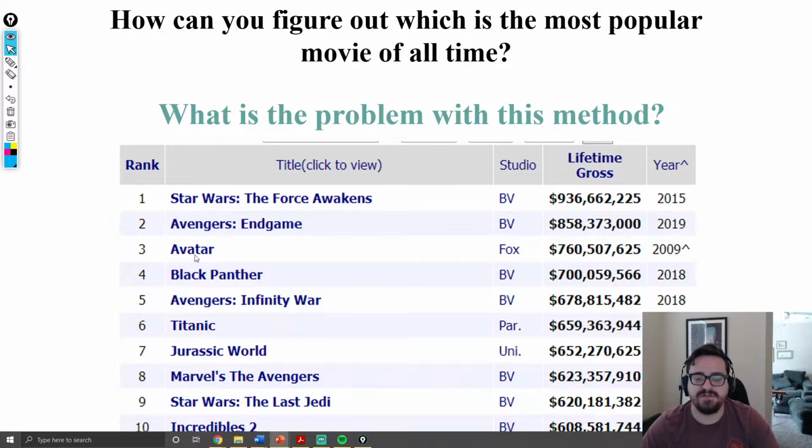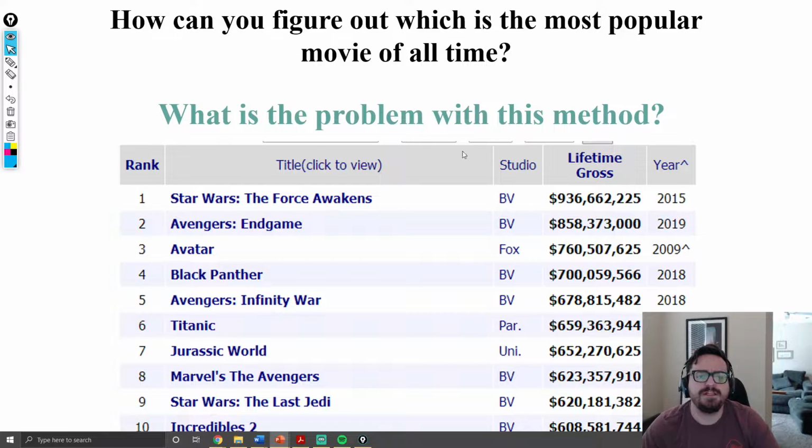Endgame is second. Avatar, this is not The Last Airbender, this is the blue space people one that is just literally Pocahontas, but sci-fi. Black Panther is 4. That one might be moving up because of the re-airings since Chadwick Boseman's passing. Infinity War, Titanic, Jurassic World, Avengers, the first one, Last Jedi, Incredibles 2. There's a kids movie.